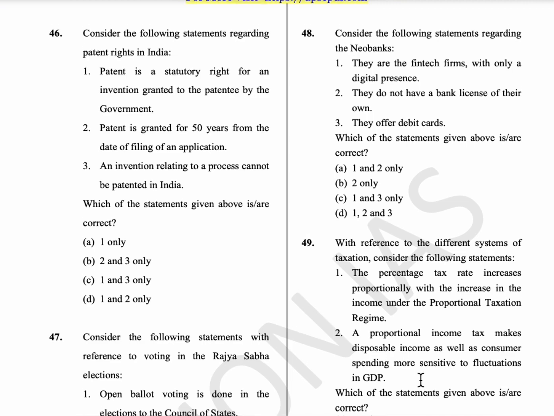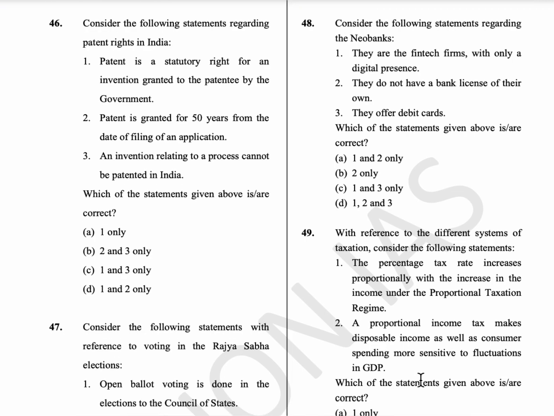46th question. Consider the following statements regarding patent rights in India. The first statement is patent rights is a statutory right for an invention granted to the patentee by the government. So the first statement is correct. The second statement is the patent is granted for 50 years from the date of filing of an application. It is not for 50 years, it is only for 20 years.